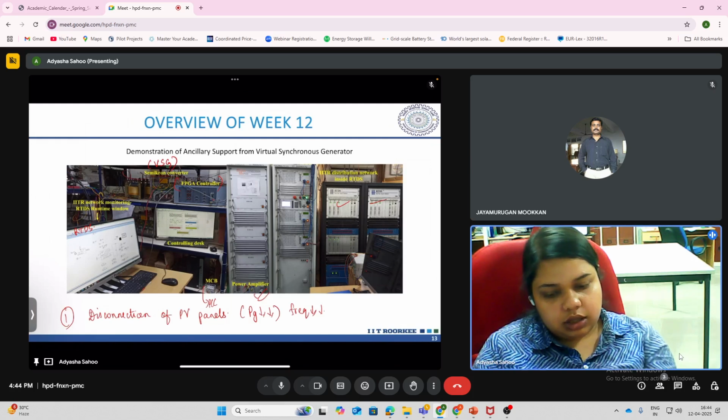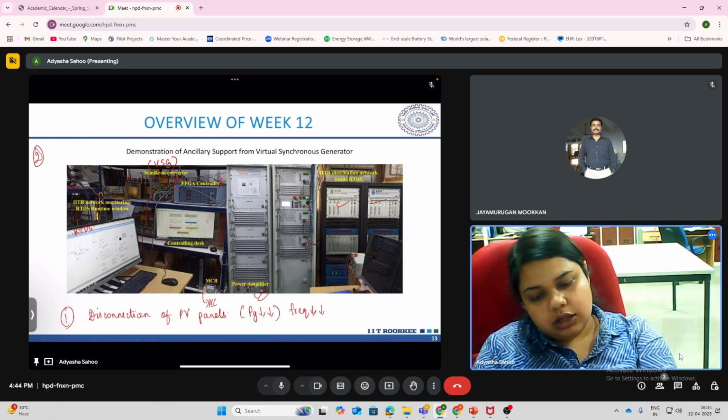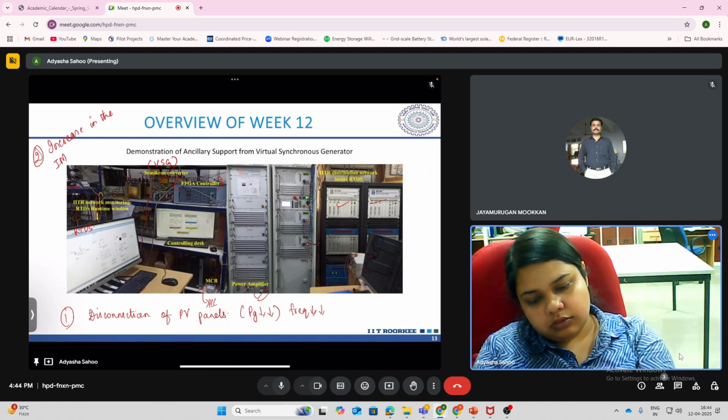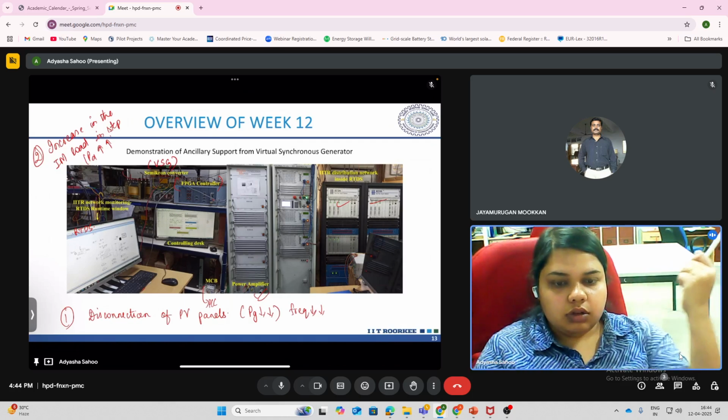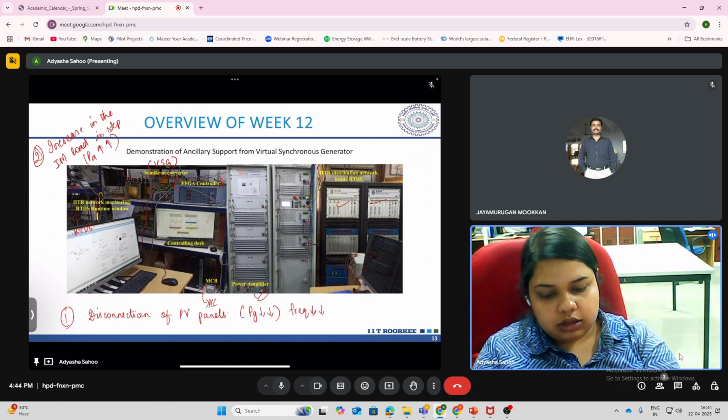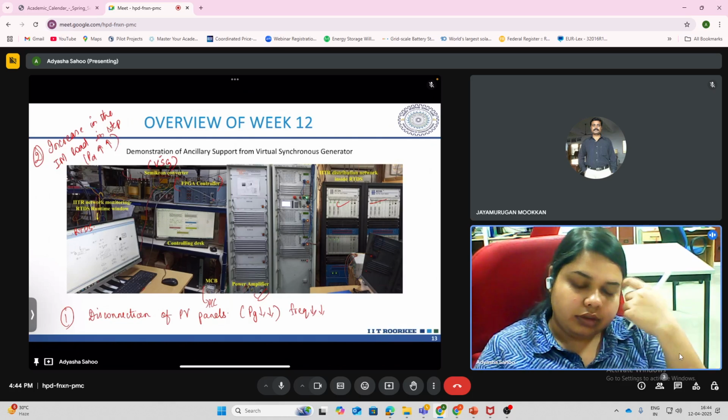The second case study was increase in the induction motor load. In the second one, the load on the system was increased gradually. And again, we saw that the VSG could handle this increase in load by discharging.